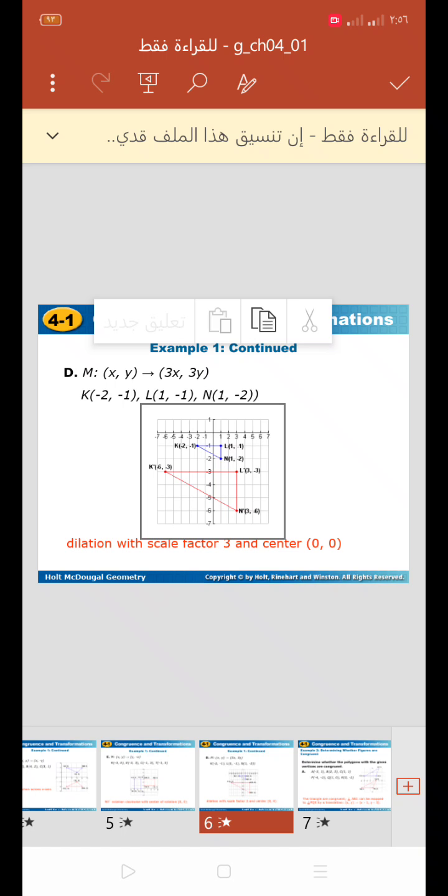For L, multiply 3 in x and multiply 3 in y, so it will be (3, negative 3). And for N, 1 multiplied by 3 will be 3, and negative 2 multiplied by 3 will be negative 6. So N dash will be (3, negative 6).